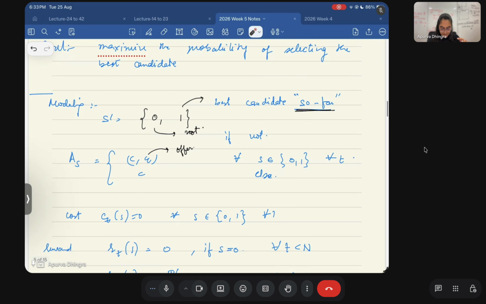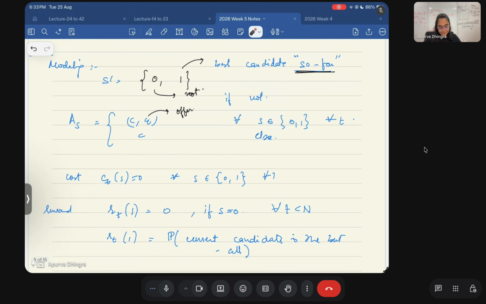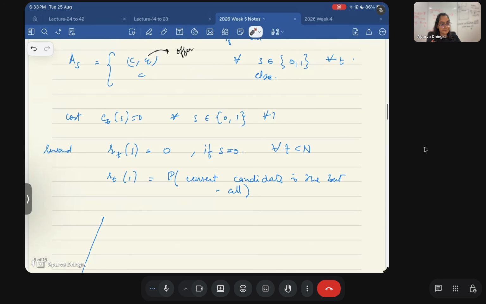Okay, so now here in this example, we're saying that the cost is just 0. There is no cost for continuing, but there is a reward. Now let's look at what they're asking for and then look at an example and try to understand it better. So what they're saying is, if you ended up selecting a candidate who is not the best so far, meaning the one you've selected at time equal to t is not the best, then you get no reward.